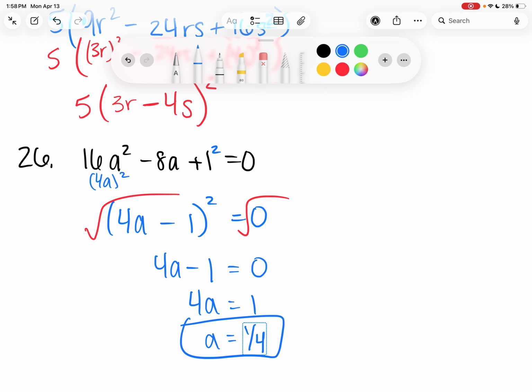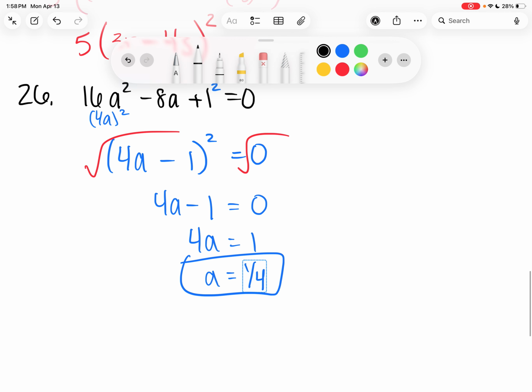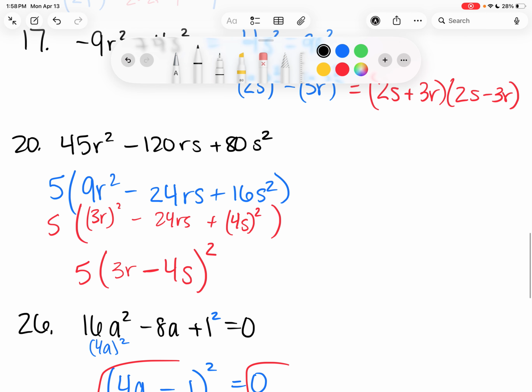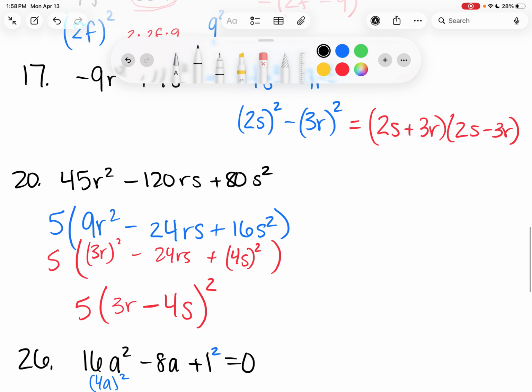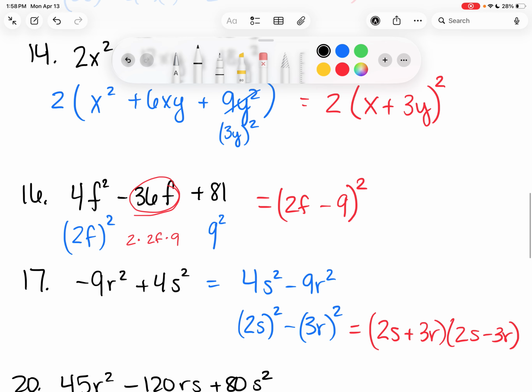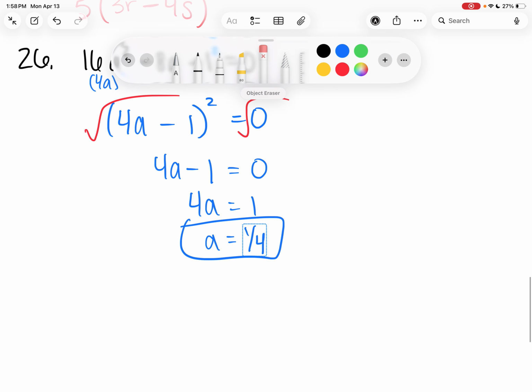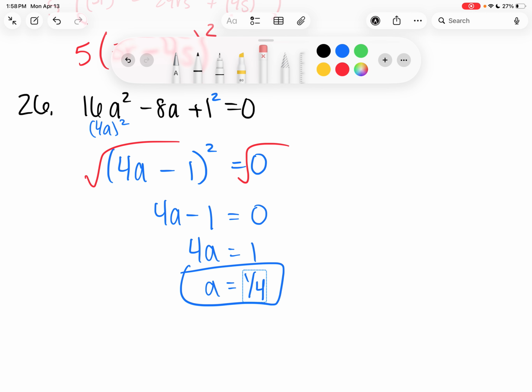Where'd the 8 go? There was no 8. There's negative 8a. We don't need that. It's the same thing that's happened to the middle number on everything. Where'd the 24 go? Where'd the 36 go? It's kind of there. Well, I just don't want to make a mistake and get points off. It's the first term, sign of the middle term, last term.